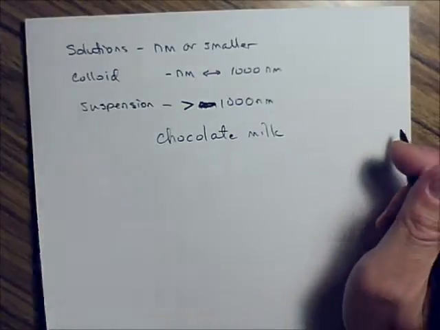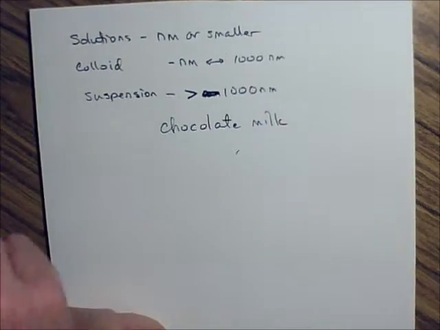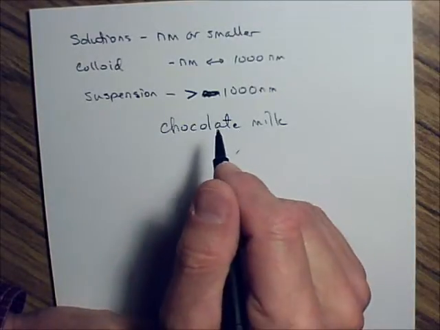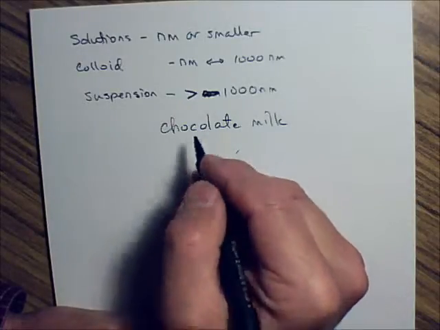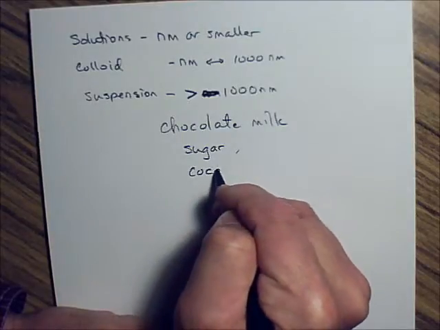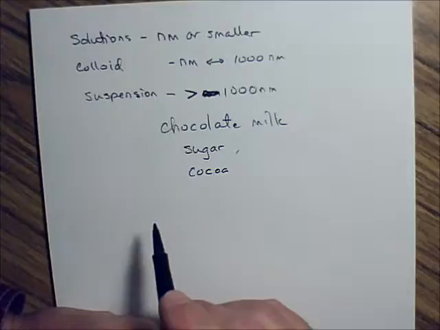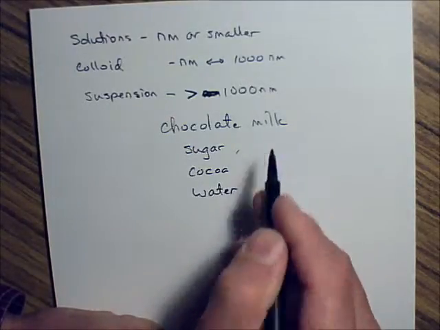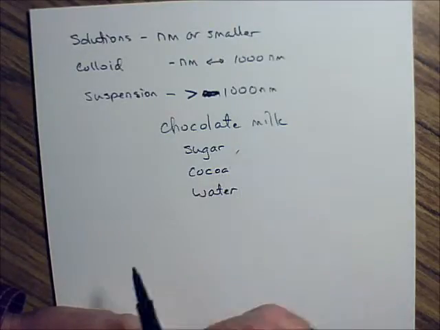Chocolate milk. All right, what's in chocolate milk? The chocolate is made of two different things. Oh, that's sugary. So we've got sugar, we've got cocoa. The syrup is made of sugar, cocoa, and water. Flavoring. So there's water. The milk is mostly water. So what's in the water that makes it milk?